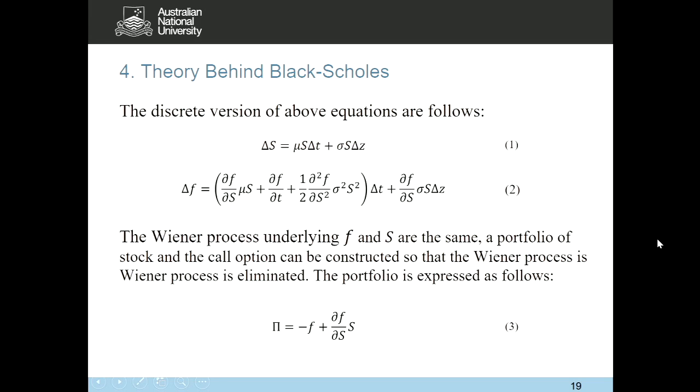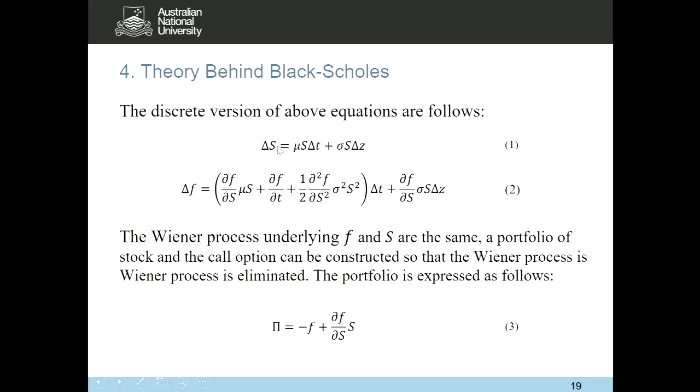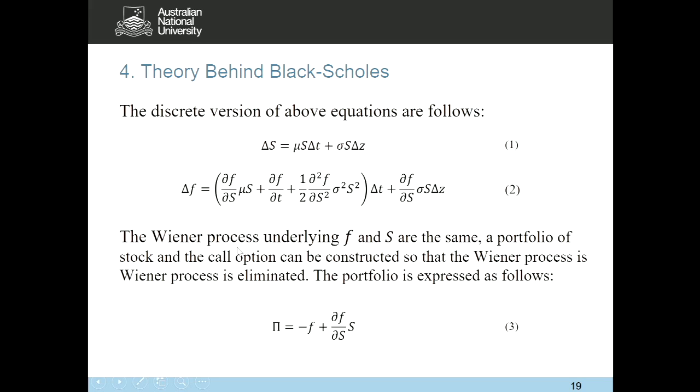Then what I did next is I simply wrote down the discrete version of these two equations. For the discrete version, I simply replaced the d with the Greek letter delta. That represents the change of the share price in a very, very small time interval. I did the same thing to the change in the value of F, replacing the d with delta. So this equation simply means the change in the call option price in an instantaneous moment.